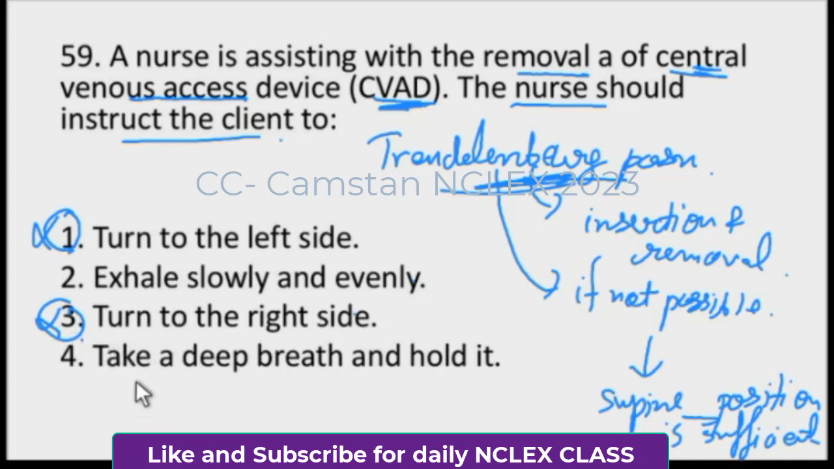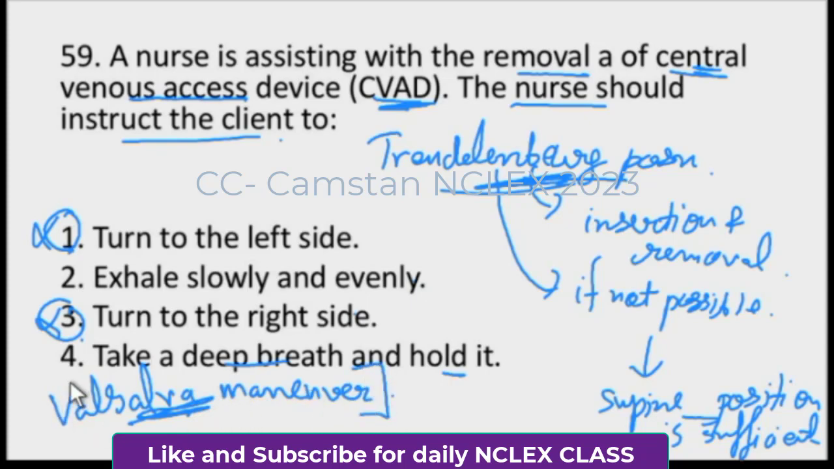Now the fourth option is take a deep breath and hold it. Well, the client should be asked to perform a Valsalva maneuver. What is Valsalva maneuver? In this, the client is asked to take a deep breath and hold it. Right? So this is Valsalva maneuver, and the client is asked to perform this maneuver during both insertion and removal. And why is it so? Because it increases the CVP, that is central venous pressure during the procedure, and that's why it prevents air embolism, right?